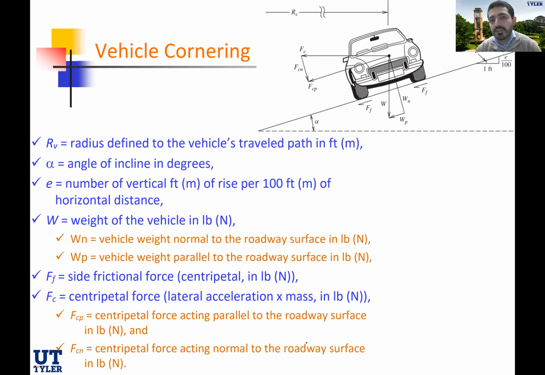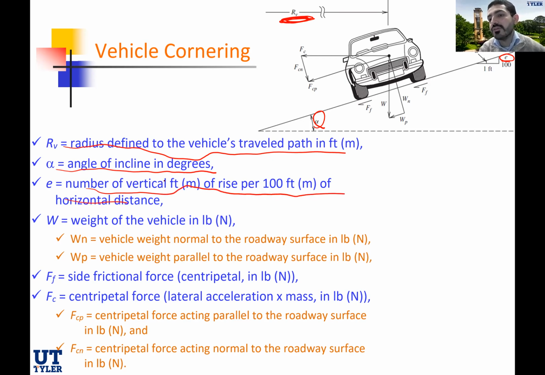So what do we see in more detail in this picture? First of all, Rv, as I mentioned a couple of seconds ago, is the radius defined as the vehicle travel path, and it's in either feet or meters. Alpha is the angle of incline in degrees. And then we have the E right here, which is the number of vertical feet of rise per 100 feet of horizontal distance. So there is the relationship between the alpha and the E.